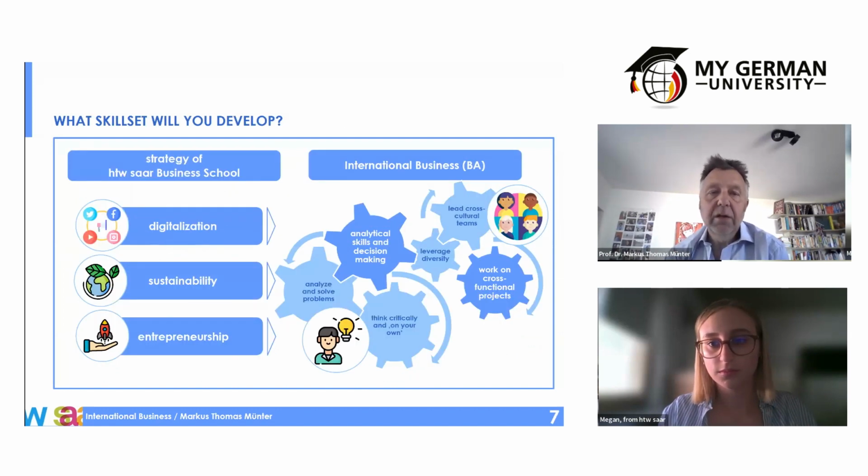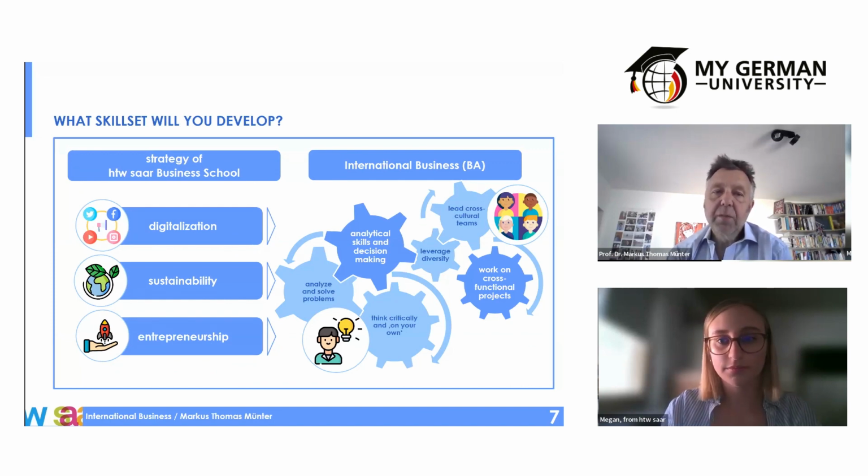To give you an idea of how the program looks like, the strategy of the business school is based on 3 pillars. They are digitalization, sustainability, and entrepreneurship, because we think these are the most valuable and important things that you should know as a younger generation for the next 25, 30 years to transform the global society. And of course, we take that into our international business program. And of course, we try to boost your analytical skills, your decision-making skills.